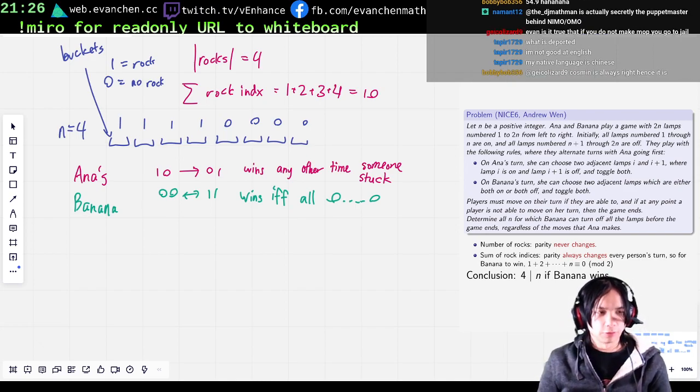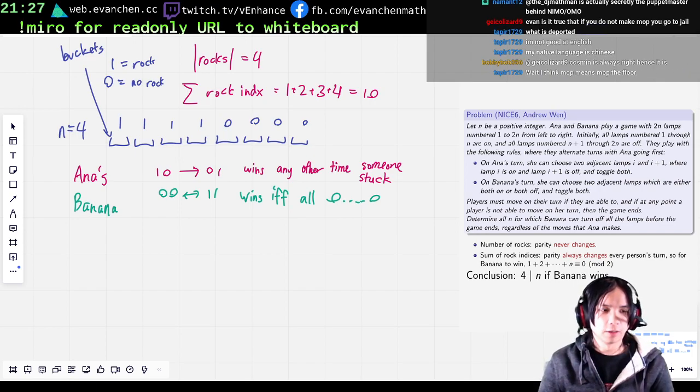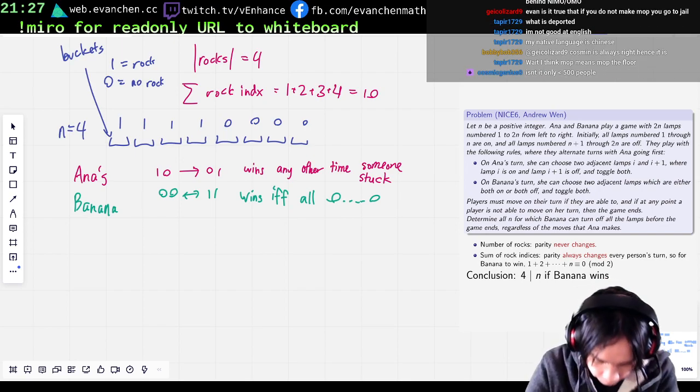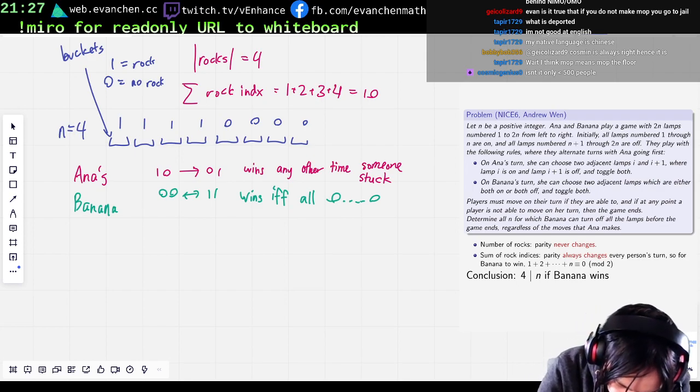Okay, so now the main part of the problem is showing that if 4 actually divides n, then Banana has a strategy. So let's make a strategy for Banana.